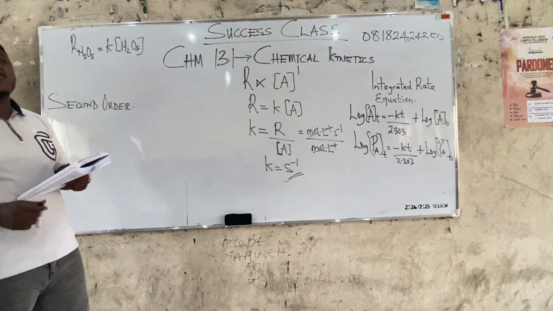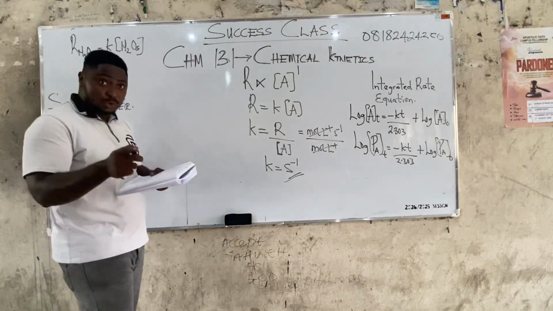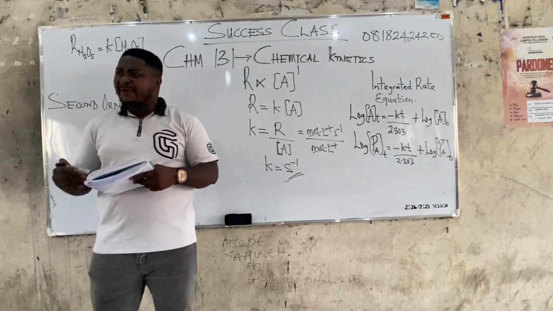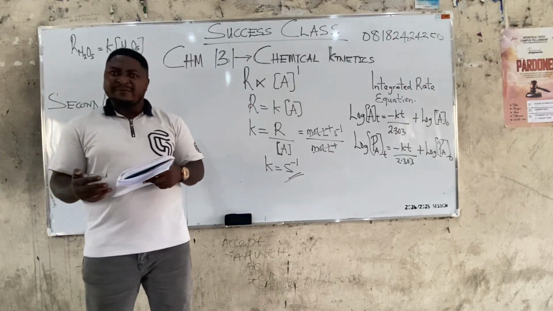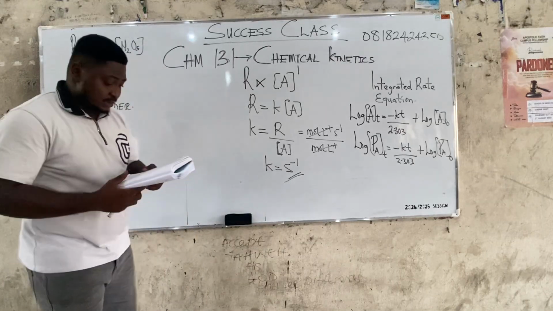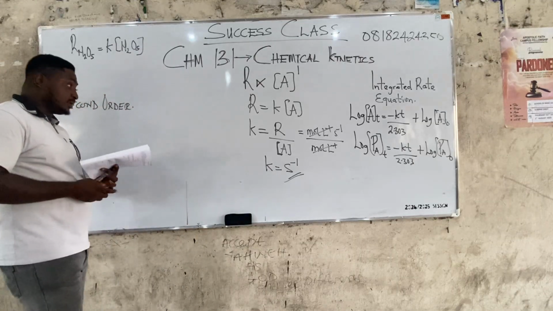Class, if they are giving you a question, they will tell you the order so that you will know the formula too. Because the formula for zero order is different from the formula for first order, also different from the formula for second order. So you see, this is a first order reaction.